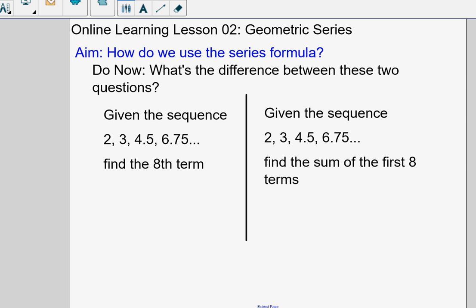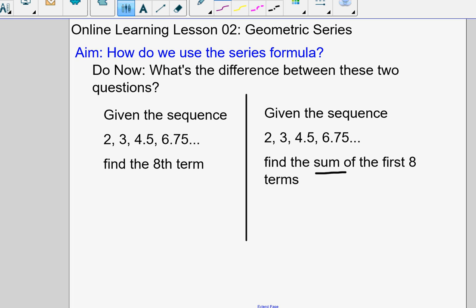And to start out, I'm asking you, what's the difference between these two questions? The first one is, given the sequence 2, 3, 4.5, 6.75, find the eighth term. And the second one is, given the sequence 2, 3, 4.5, 6.75, find the sum of the first eight terms. So of course the big important difference between these two questions is the word sum.